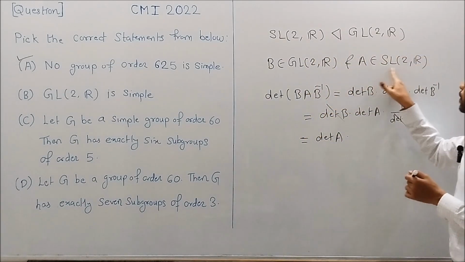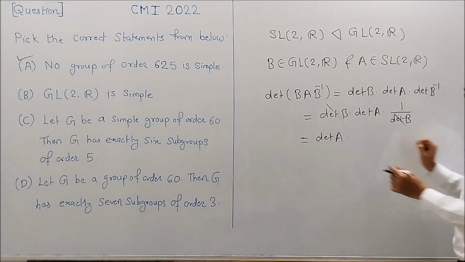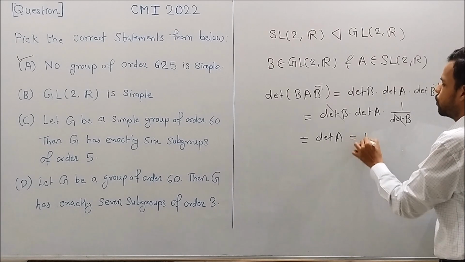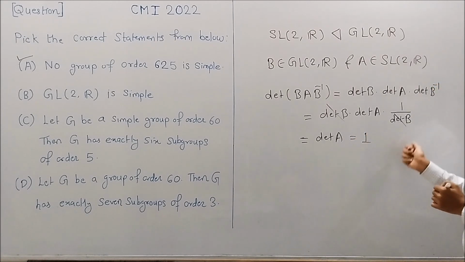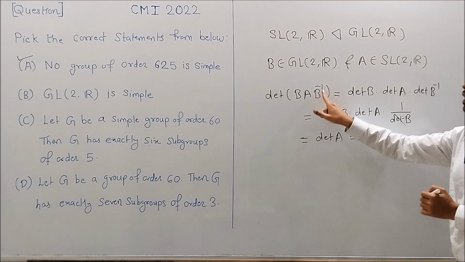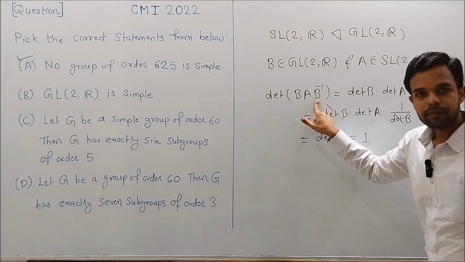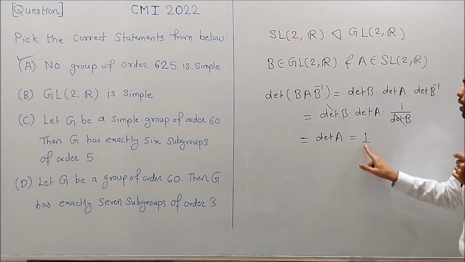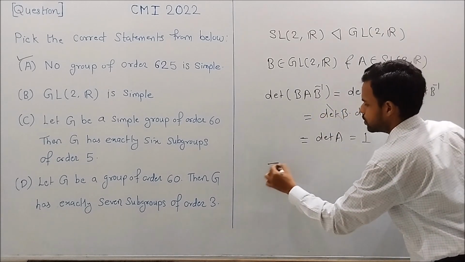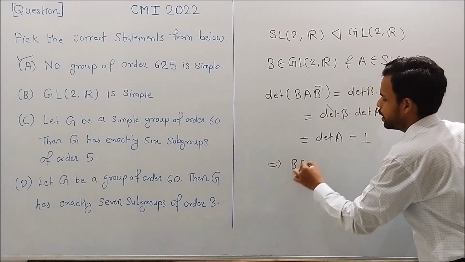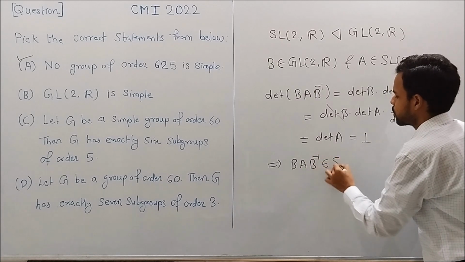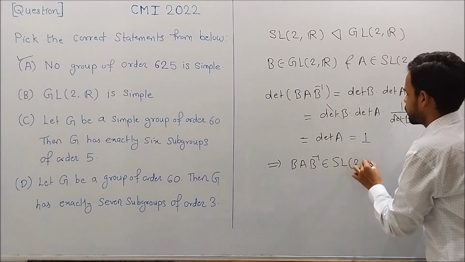So A belongs to SL2 over R implies determinant of A is equal to 1. Okay, so we see that determinant of B inverse is equal to 1. So it is also an invertible matrix and its determinant is 1. So this implies B inverse belongs to SL2 over R.